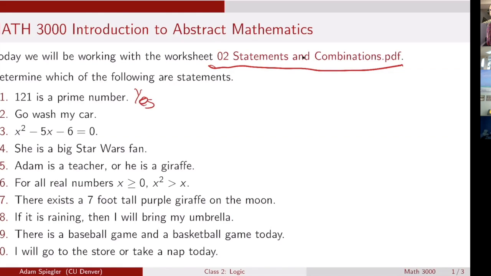And something like, go wash my car, is that a statement? That is not, right? We don't know if that's true or false, that's a command. So there's no logical truth to that. Now, this equation in 3 is actually a mathematical sentence, right? It's saying the expression x squared minus 5x minus 6 equals 0. Is that a statement? What do you guys think? Some say yes, and some say no. Is this true or is this false? If you think this is a statement, then is it true or is it false?